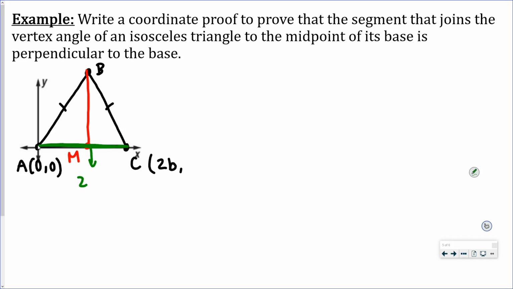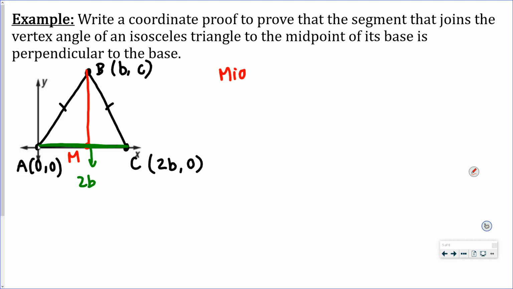That distance is 2b. So C would be 2b, comma 0. B, we know that vertex angle is halfway between the base there. So that would be B, comma, something other than B. I'm just going to call it C, some height. Okay. So these ones are kind of weird because you have to come up with a lot of the letters yourself. First thing we need to do is calculate the midpoint of this line segment.